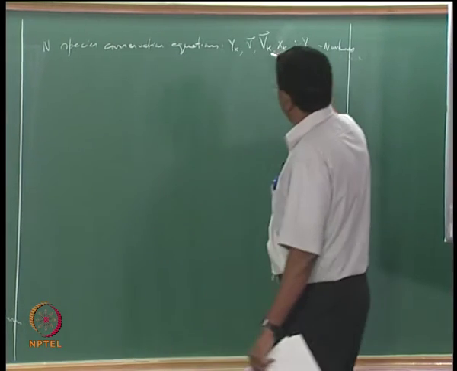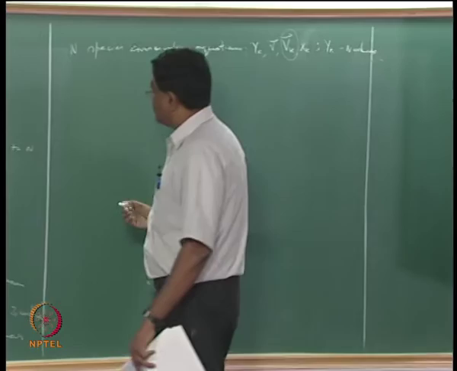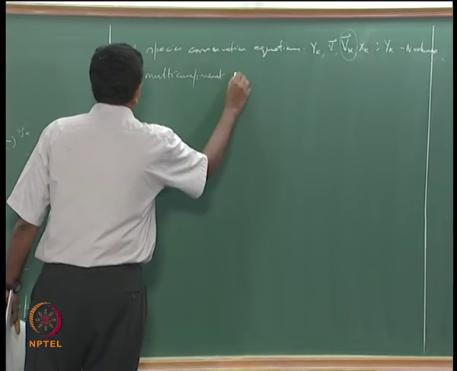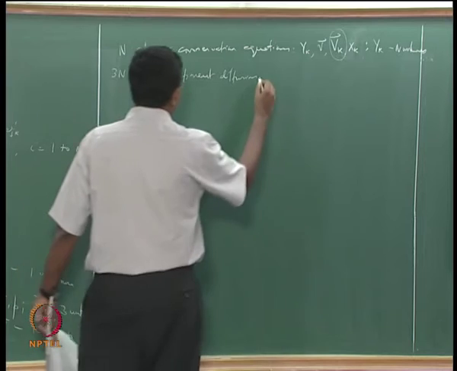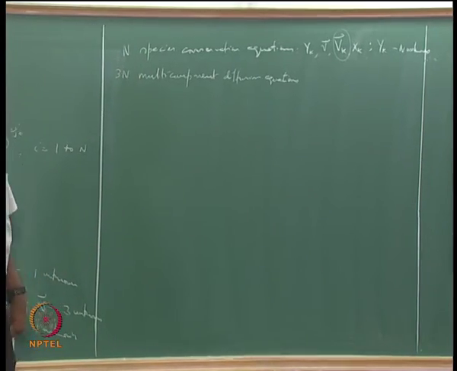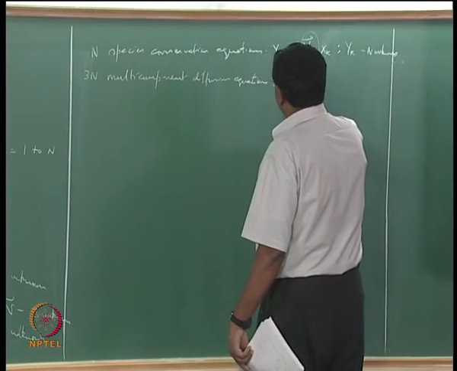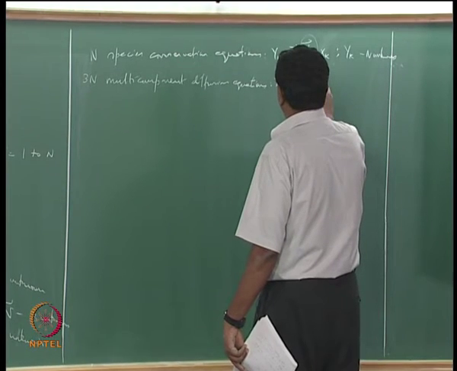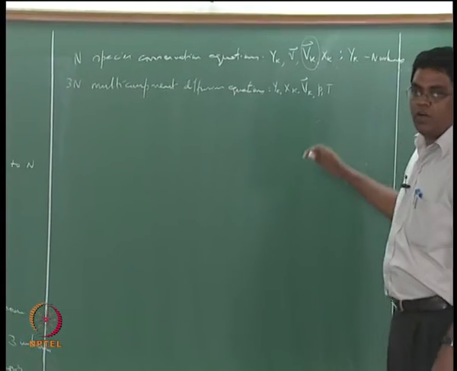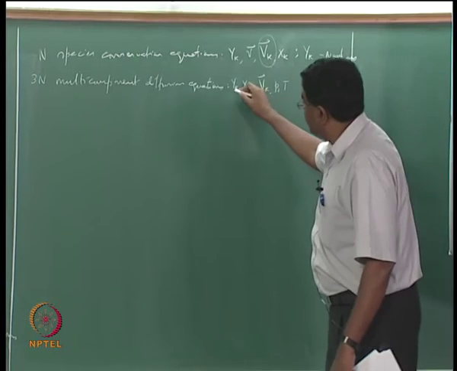Fortunately for us, when you are now looking for an evolution equation for this, this is a vector and we can look for a vector equation. So 3n multi-component diffusion equations, in 3D of course. So this involves yk, xk, capital Vk, and then we also had p and t, all those things that have been counted so far.